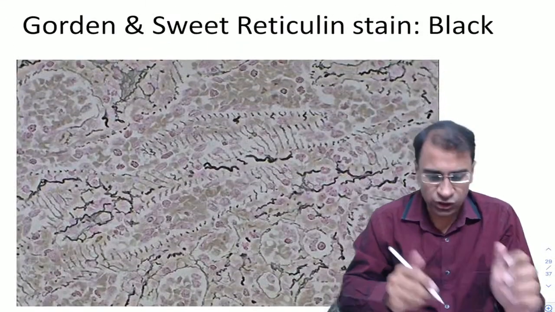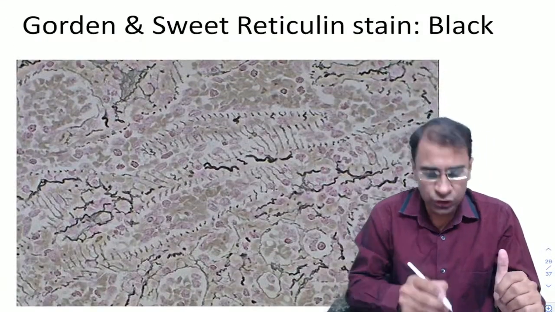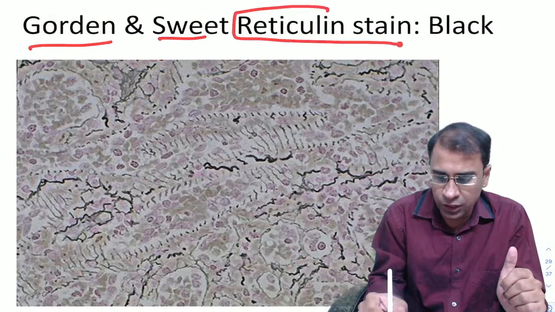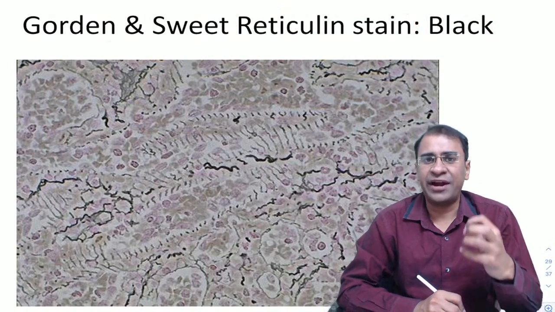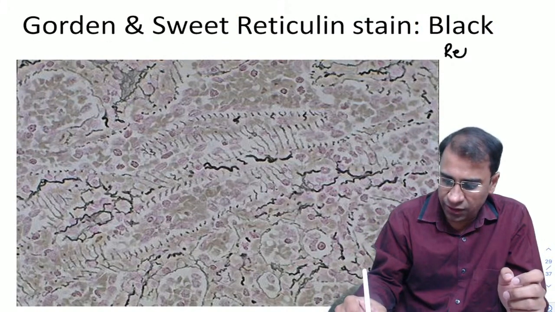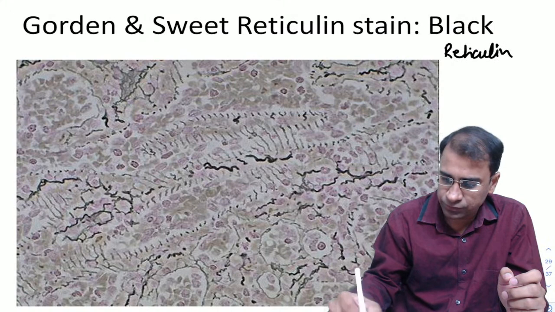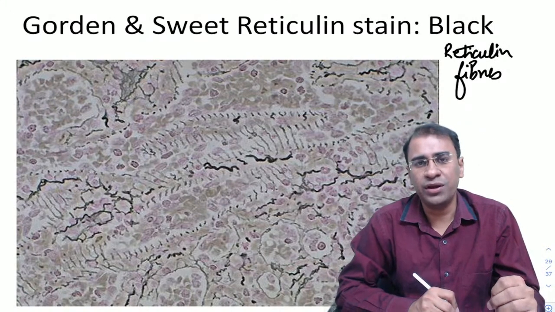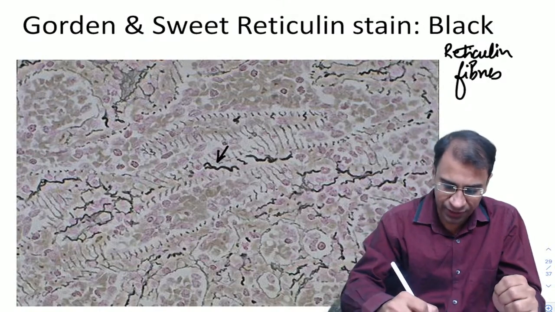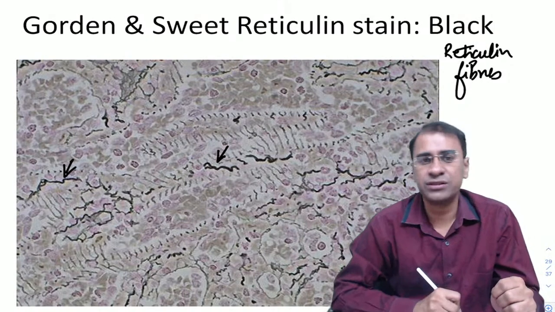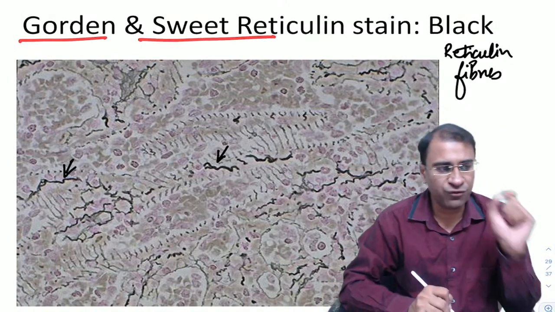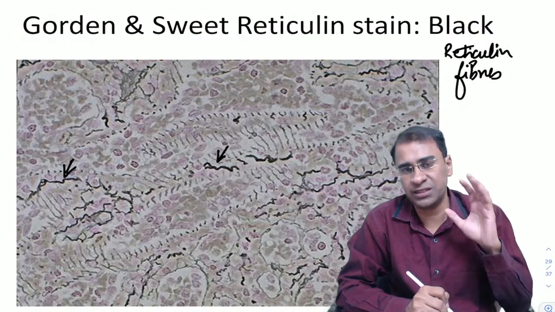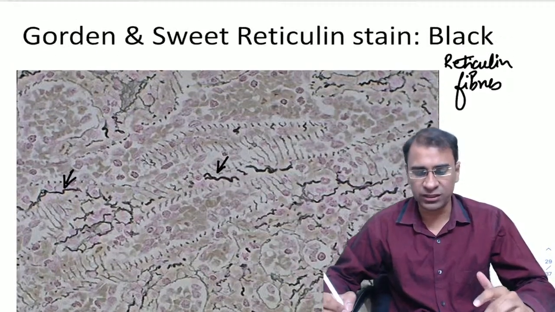Now, this question was asked recently in the AIIMS exam. Gordon and Sweet reticulin stains black in color. What does it stain? It stains the reticulin fibers. These all are reticulin fibers here. What is the full name? It is Gordon and Sweet. This question was asked recently in the AIIMS exam. Please understand and try to remember this: Gordon and Sweet reticulin stain.